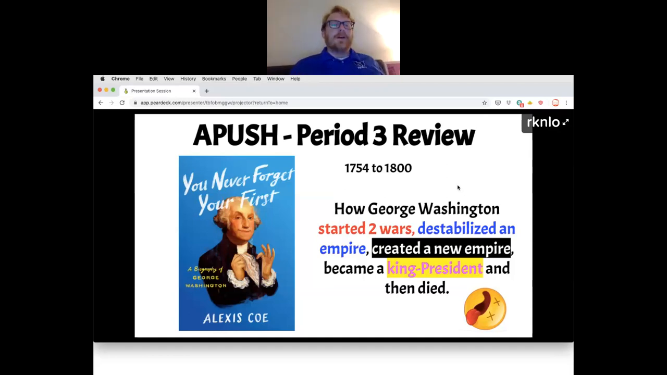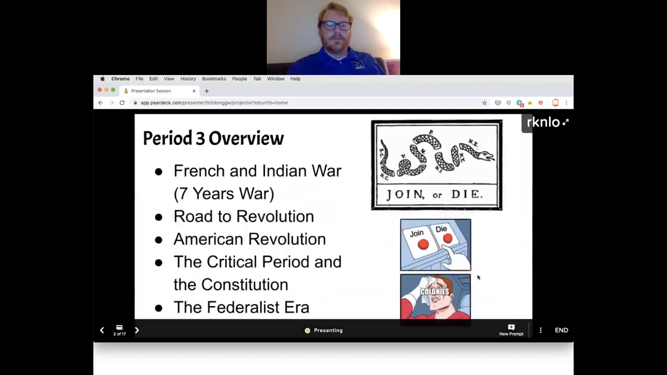Over here on the left is a book title, You Never Forget Your First, a biography of George Washington. This is the newest biography of George Washington by historian Alexis Coe. You can follow her on Twitter, and it really dives into some of the myths of George Washington, trying to get to a good understanding of who he was. All right, so let's move on.